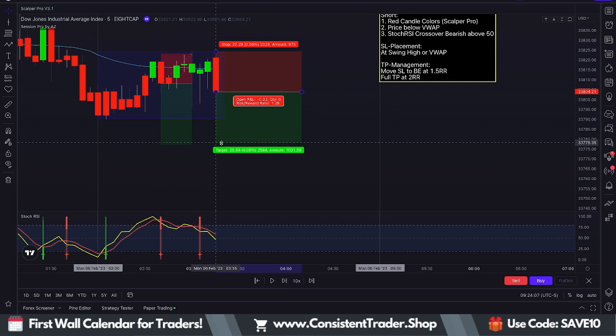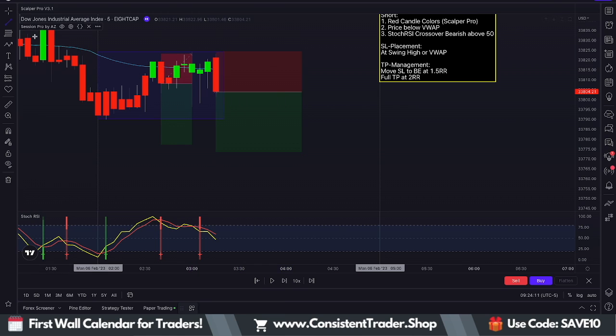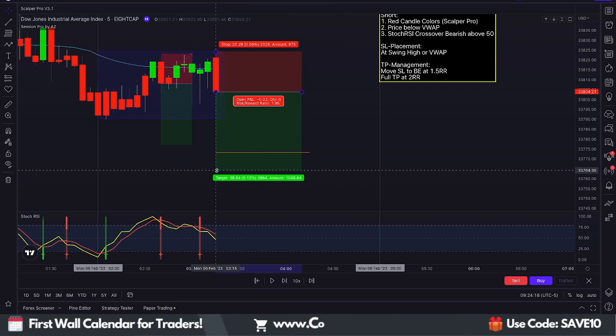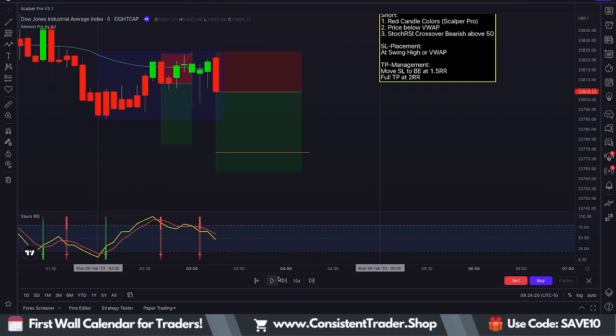So we are going forward to target a 1 to 1.5 risk to reward ratio first, to place our stop loss at break even once this price level has been hit. And our full take profit is going to be taken at 2 to 1 risk to reward.